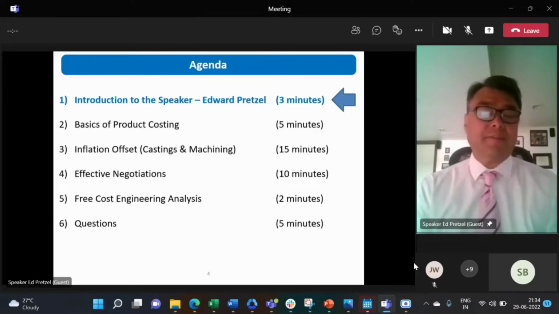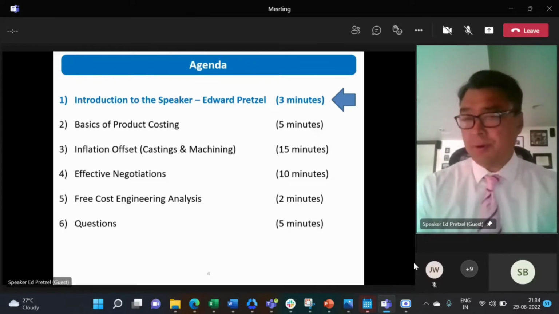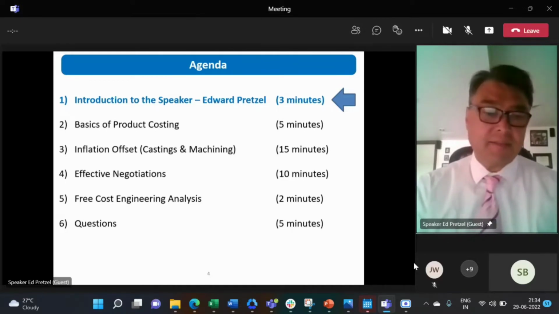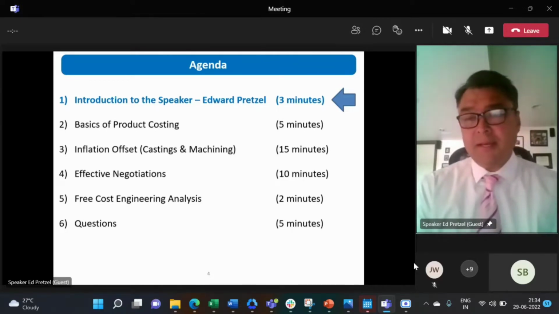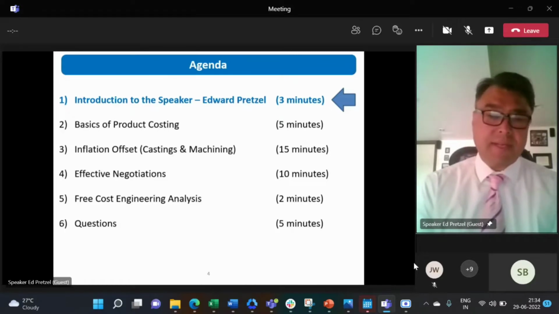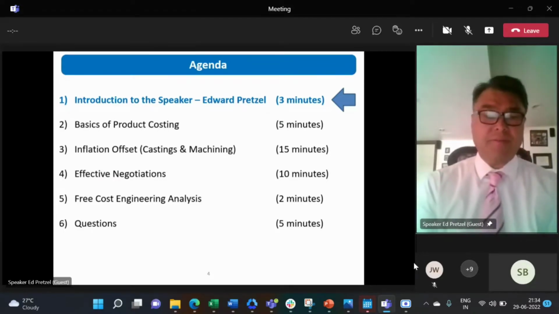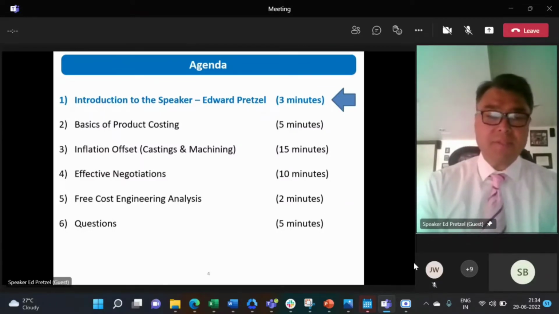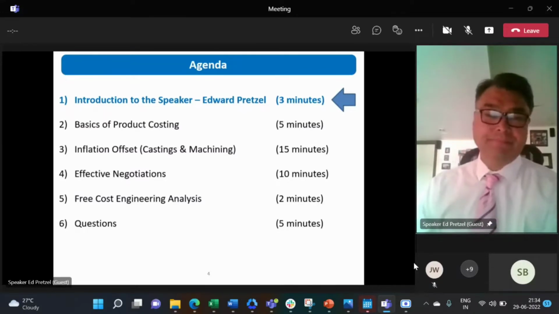Number four, we'll talk about effective negotiations, what's important to set that up, and what are the common tactics that suppliers will use and how to manage through those tactics. Number five, we'll review very quickly just our free cost modeling trial analysis, and we'll take any questions.